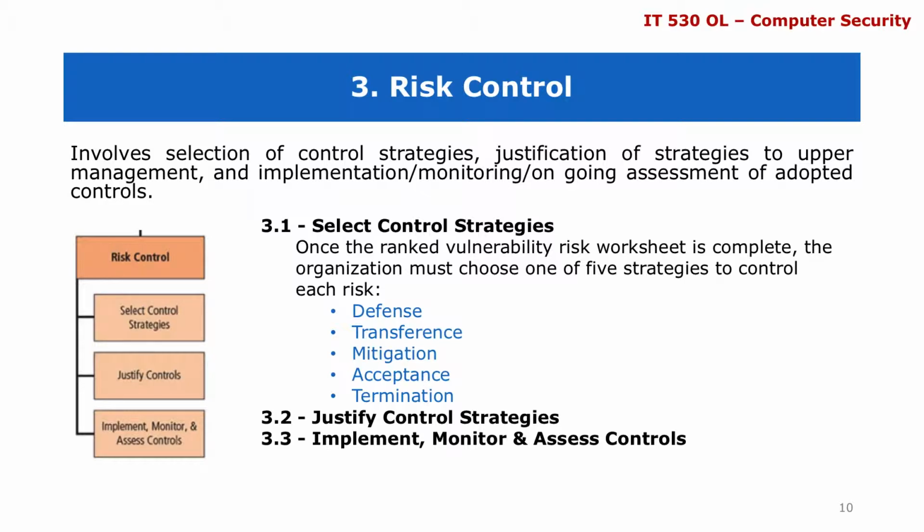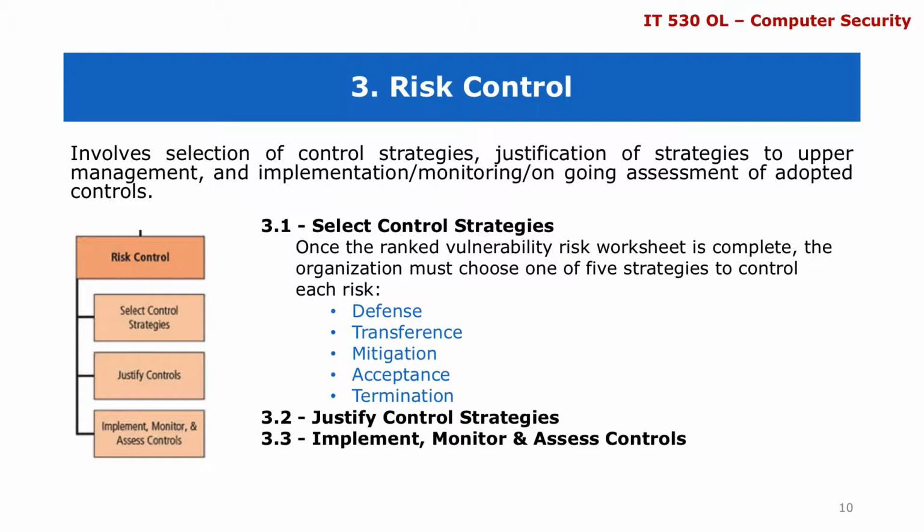Next, for the control, we also have two ways to calculate risk. One is the qualitative, which includes the non-numerical approach, and then we have the quantitative, which includes the numerical approach. We also have the last part, which is implement, monitor, and assess controls.